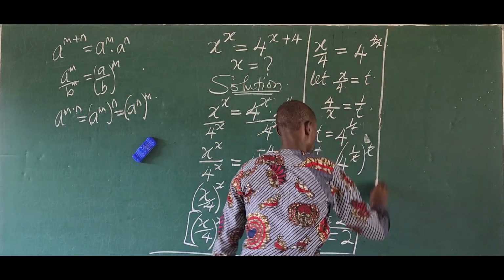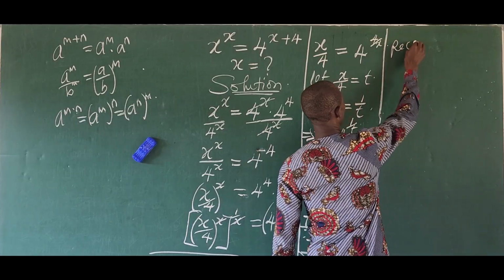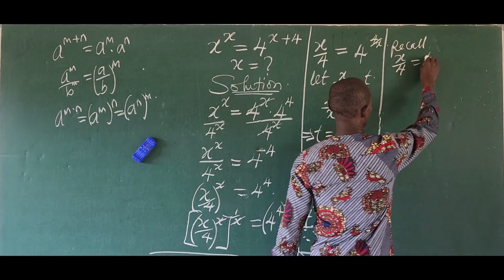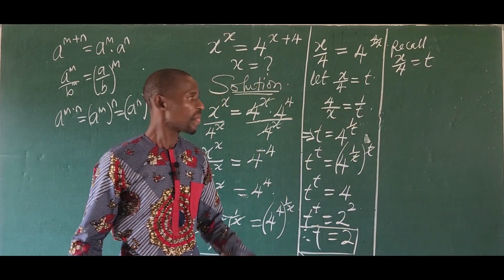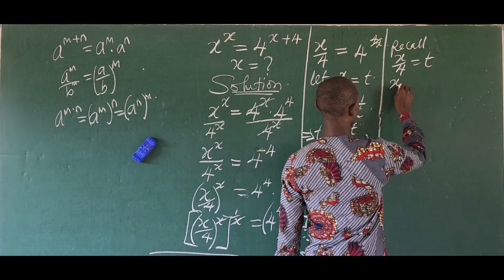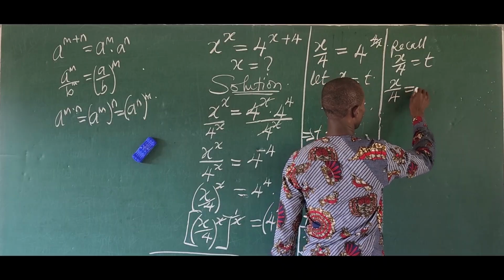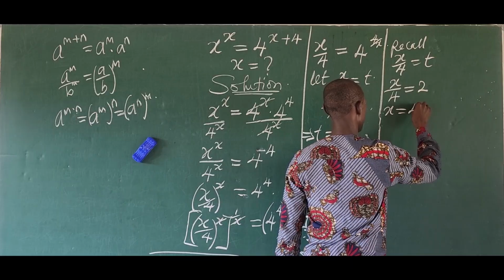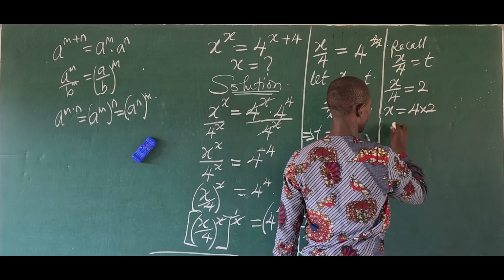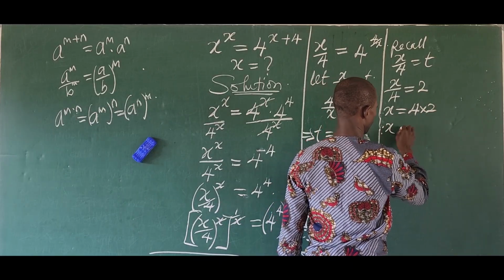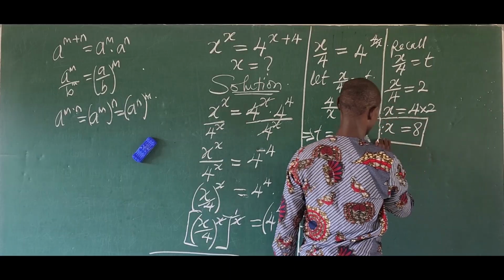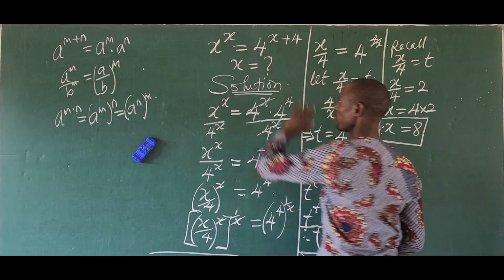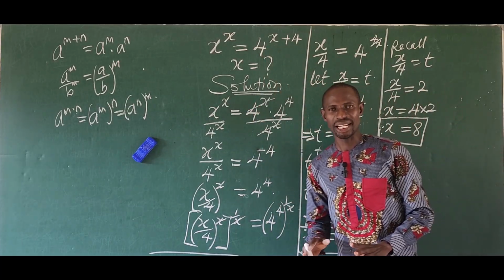So from here, recall that x all over 4 is equal to t. So what is t? t is 2. So we put 2 in place of t, and it is going to give us x all over 4 is equal to 2. When you cross multiply, this is going to give us x is equal to 4 times 2. So, therefore, x is equal to 8. So 8 is the answer to this wonderful exponential equation.